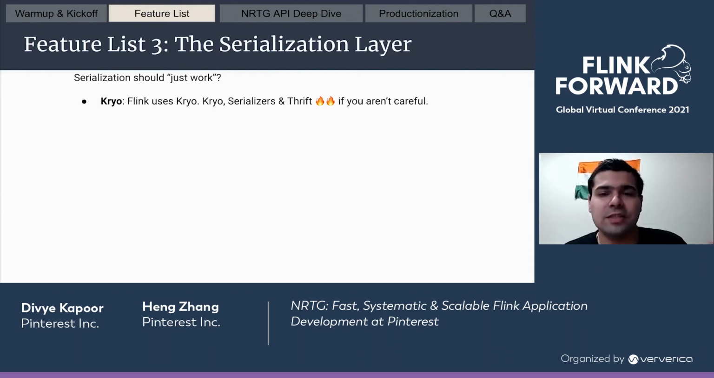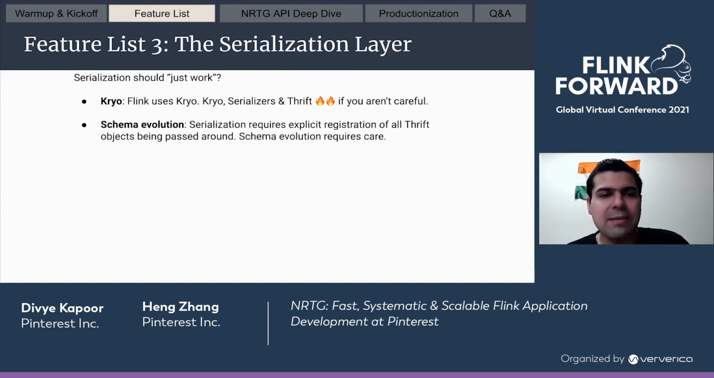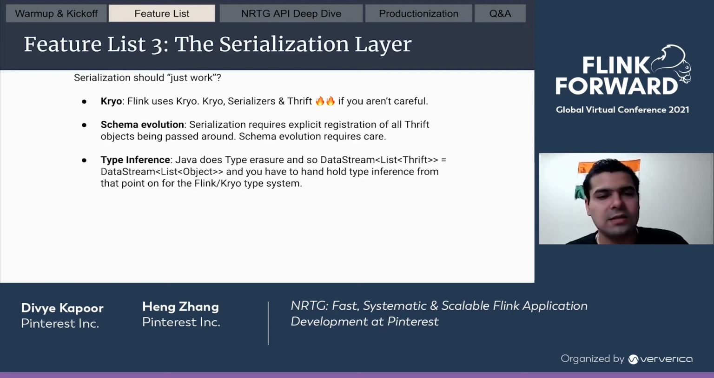In general, Flink uses Kryo. There are things that can go wrong if you're not careful. Schema evolution's been a problem. We've seen a bunch of savepoint restore failures if we get things wrong. Type inference has always been an issue, because you have to handhold type inference; we've written all of this in Java and type erasure makes it hard.